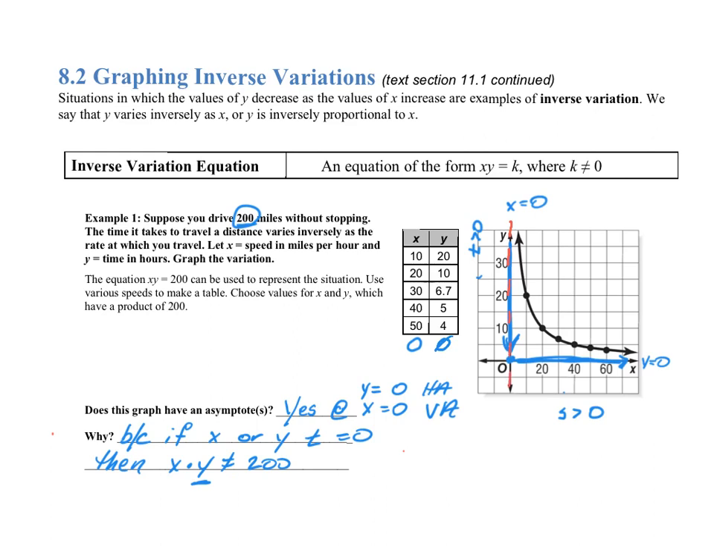Likewise, if my y were to equal 0, or I guess we're talking about a time, right? If I travel for no time, then there is no speed along the x-axis here that can make my equation true. So that's going to give me a horizontal asymptote at y is equal to 0.